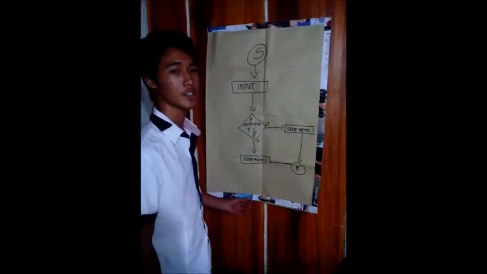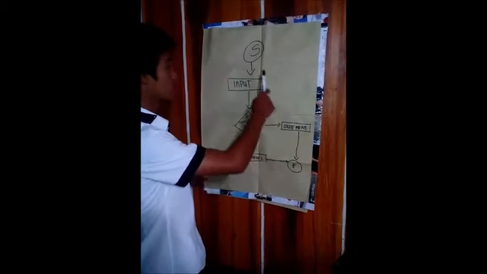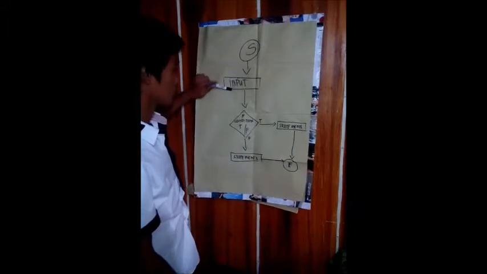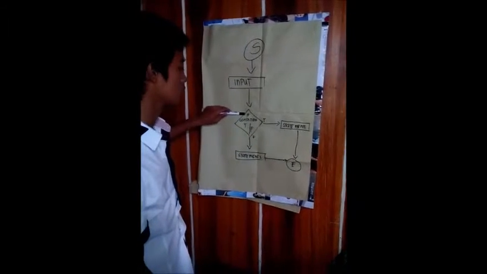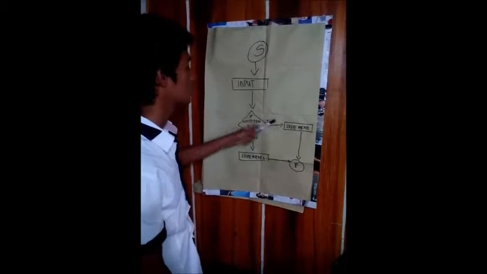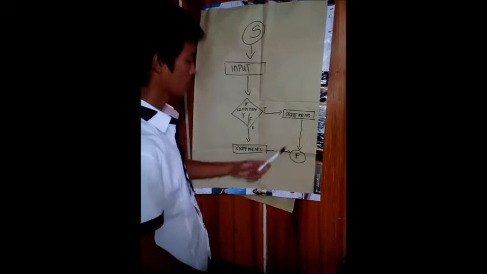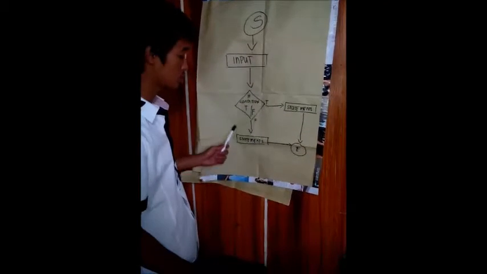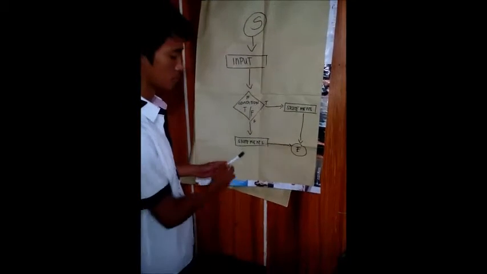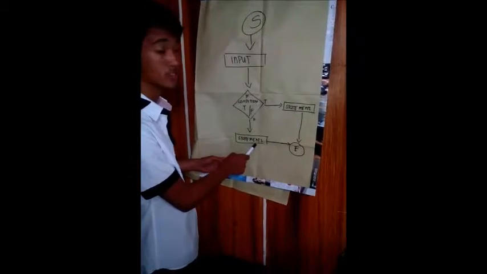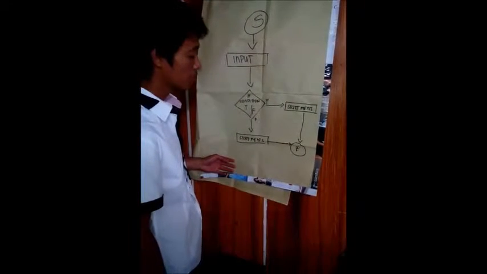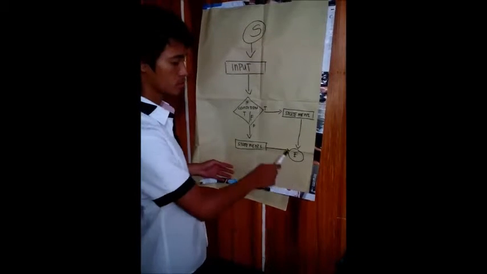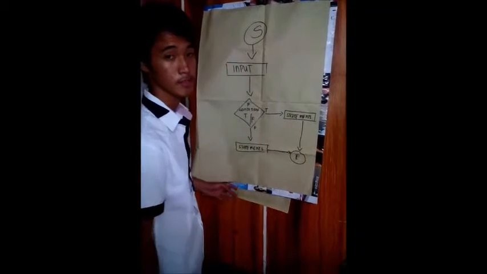Flowchart for two-way selection or if-else. Start, input, then the condition. If the condition is true, execute the statement. But if the condition is false, this statement will be executed, because this statement represents the else statement. After executing the statements, the program will end.